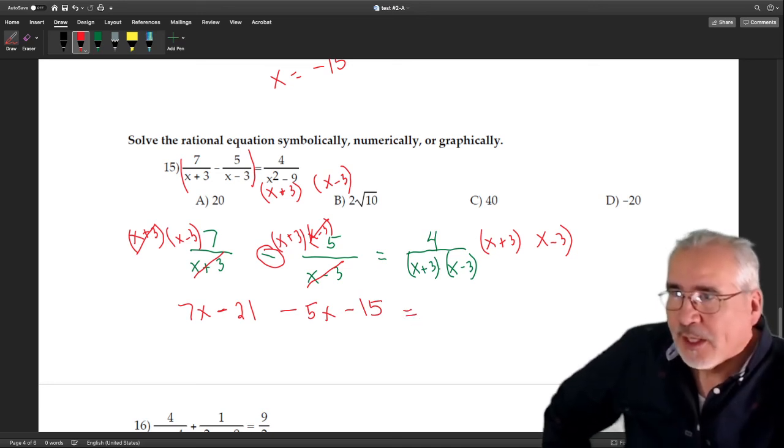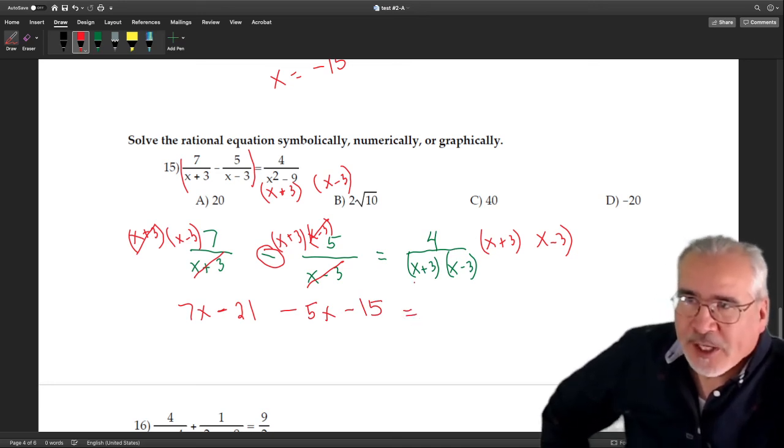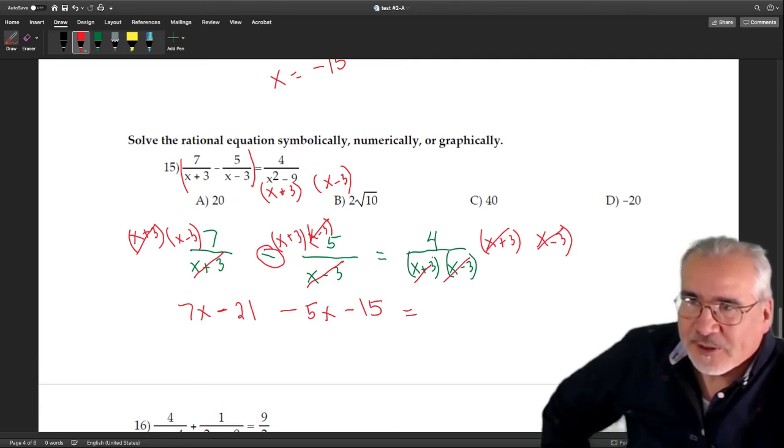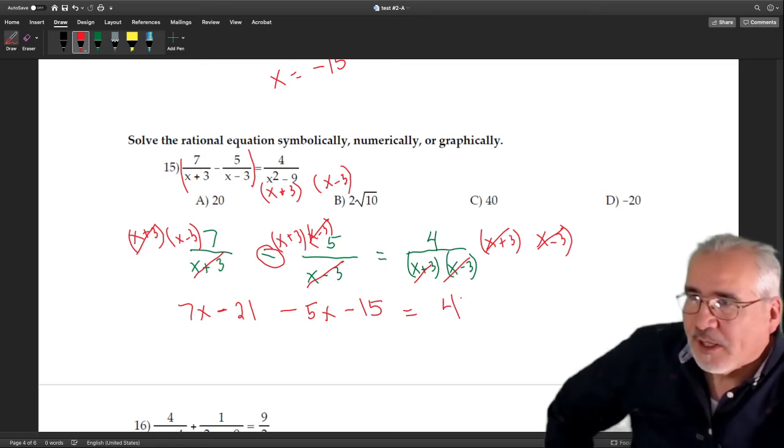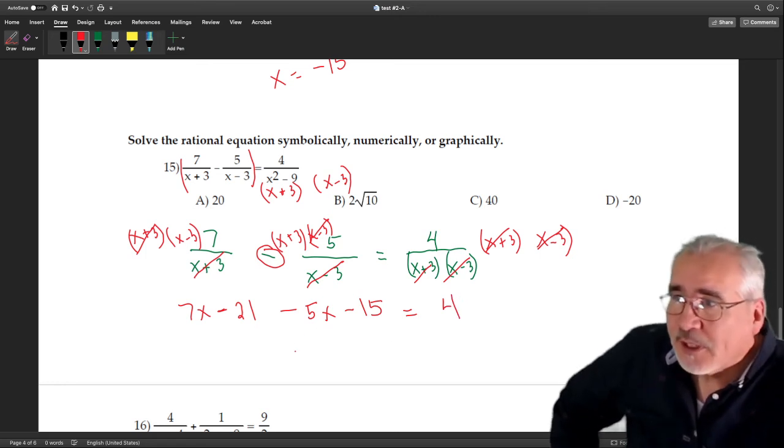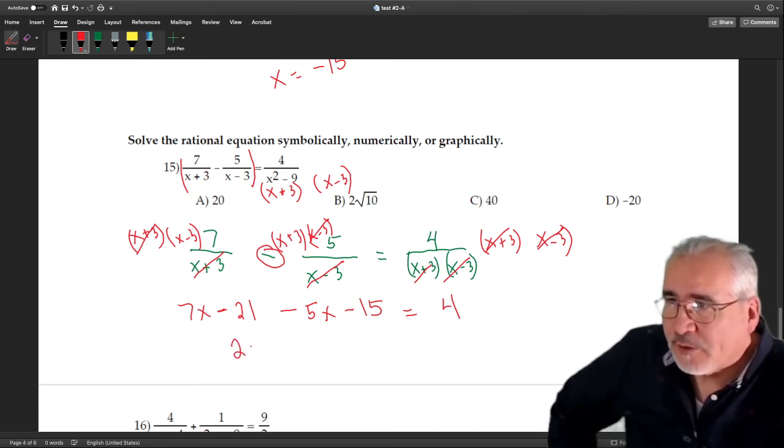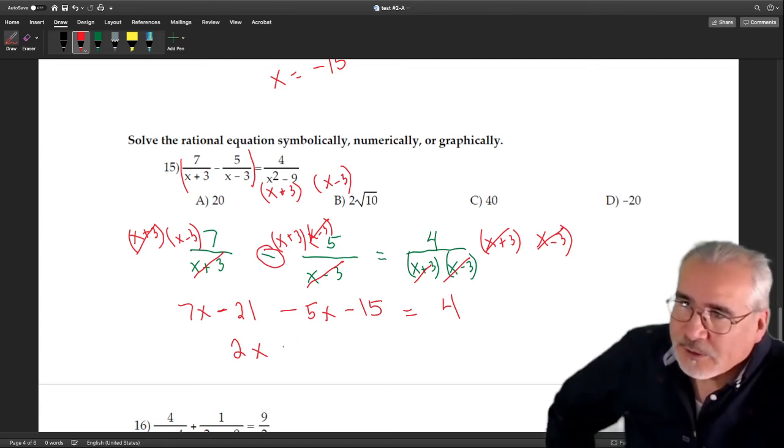Okay. And I really like the right-hand side. X plus 3 cancels, x minus 3 cancels, and so we're left with 4. Combine like terms. So on this side, 7x minus 5x gives us positive 2x. Negative 21 minus 15 is negative 36.